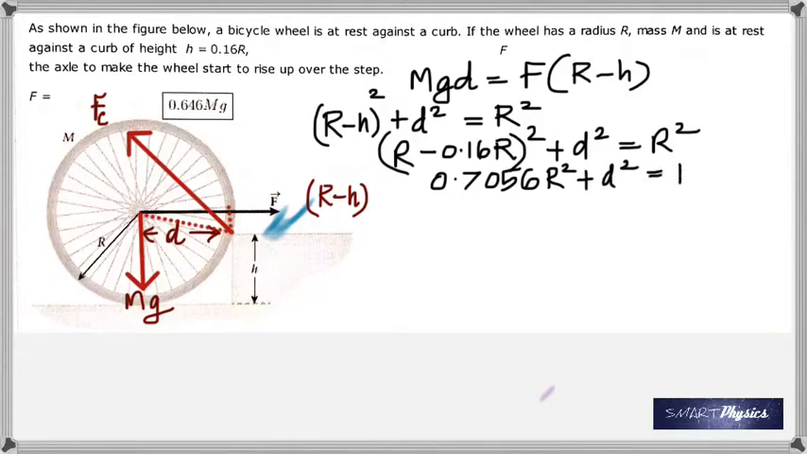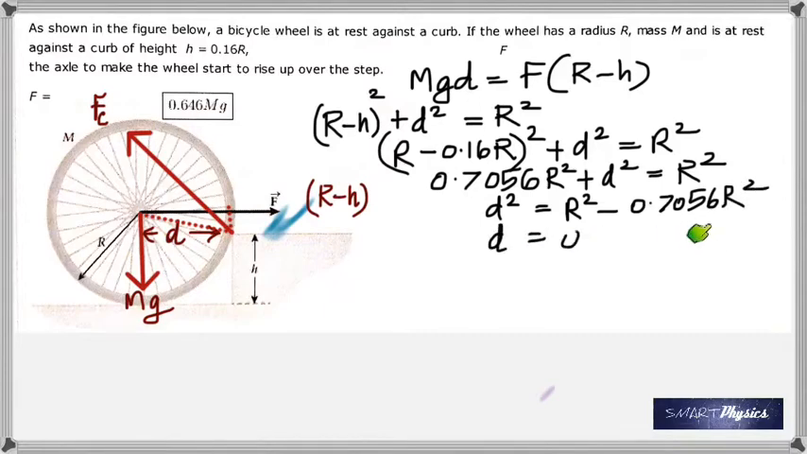Now rearrange the terms. Get d squared on one side, get r squared minus 0.7056 r squared. So you can take the difference between these two, and then take the square root, and you get d as 0.543 r.